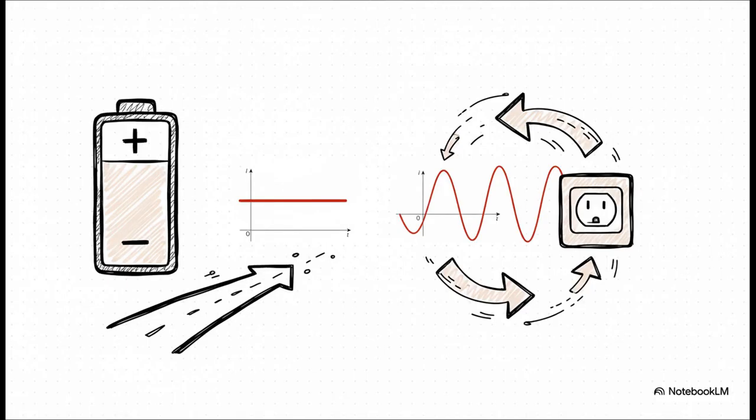Now this current actually comes in two main flavors. On the left, you've got direct current, or DC. Think of it like a one-way street. The charge just flows in one steady direction. That's what you get from a battery. Then on the right, you have alternating current, or AC. This stuff is constantly changing direction, back and forth. That's what you get from the outlets in your wall. And this difference is absolutely crucial for how we design everything from our power grids to our gadgets.